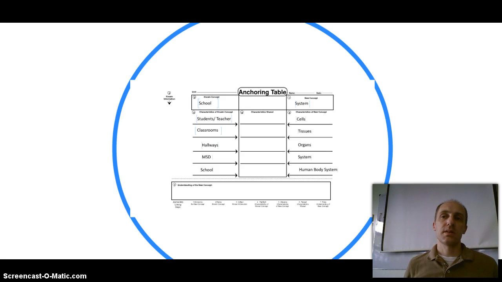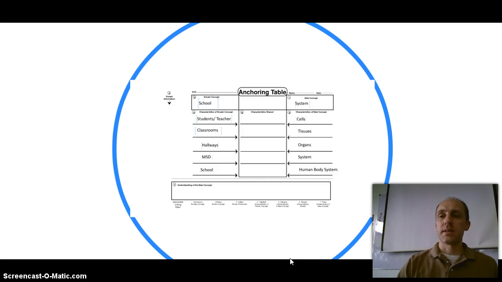And we're going to use this anchoring table. The beauty of it is that it takes something that is a known concept, something you're familiar with, and connects it to a newer concept that we are just learning, that we may have some idea about, but we want to get a deeper understanding. So we're going to use the anchoring table as a tool today to get to that deeper understanding.